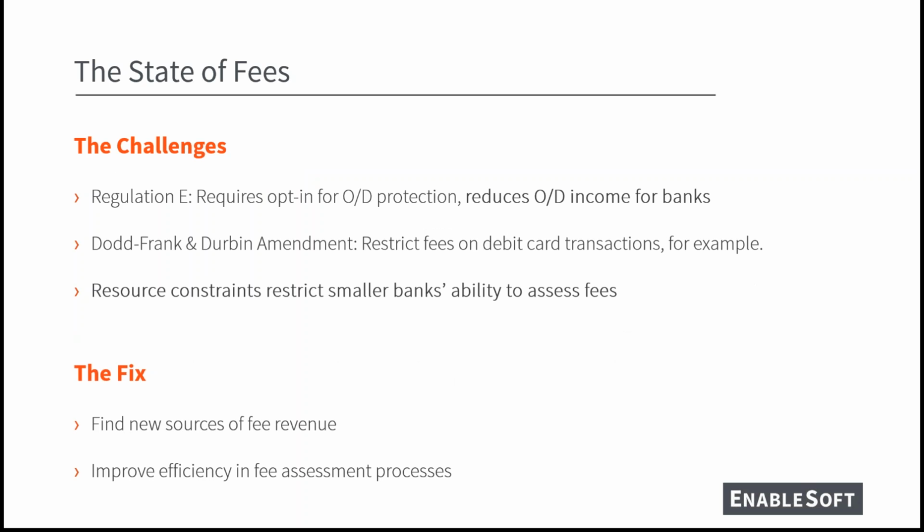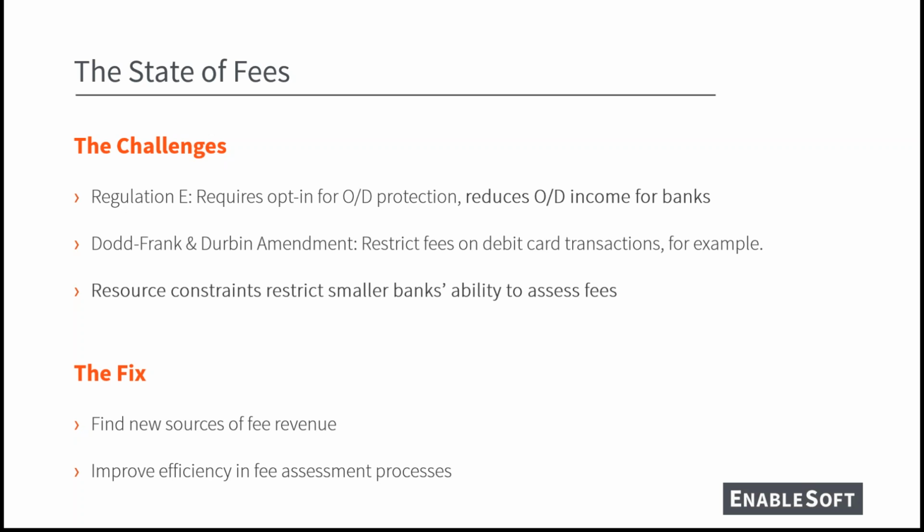So why is the state of fees as it is? Well, there's really 3 big challenges that we would propose to you today. The first, Regulation E. That's something we all know. Regulation E requires any financial institution to permit its customers to opt in or opt out of overdraft status. So that, along with the sort of account visibility that we talked about just a few slides ago, has led to a sharp decrease in overdraft income for banks.